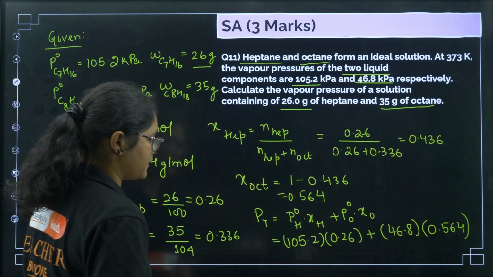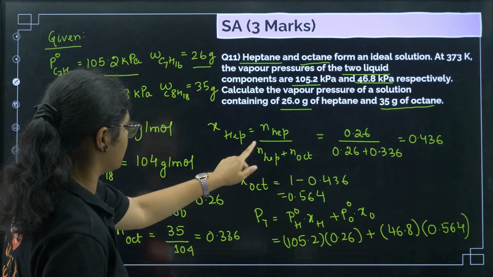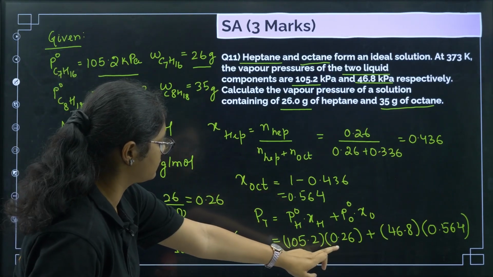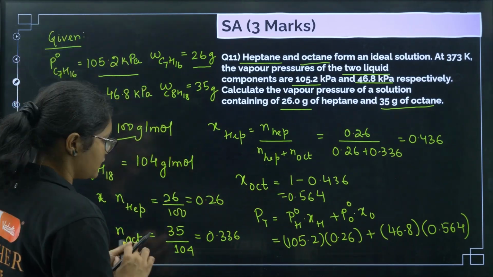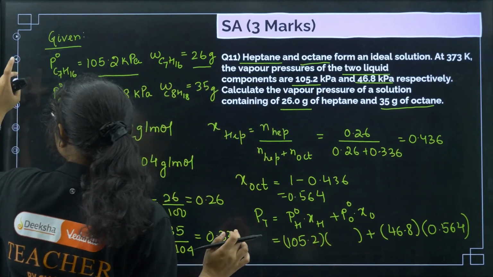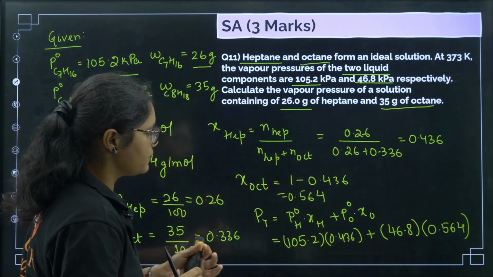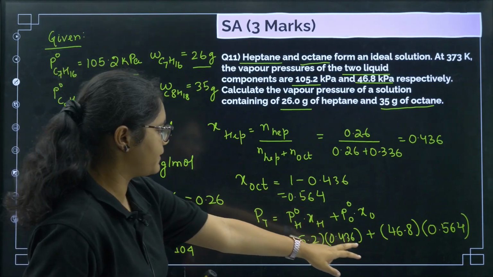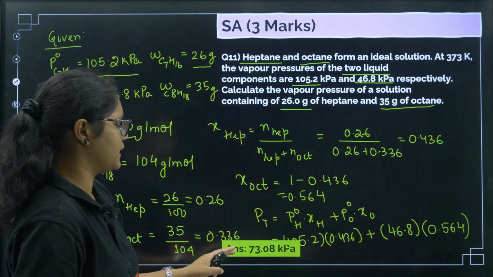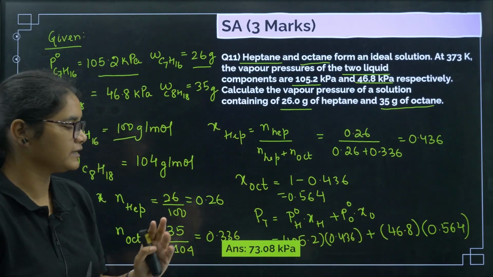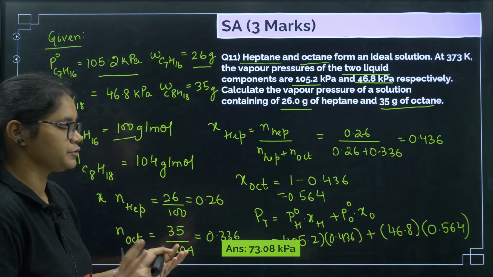I hope these values are correctly substituted. Heptane 105.2, and we have taken 0.436, right? See, here I have made a mistake in substitution. This is not the number of moles, we need the mole fraction, 0.436. Then we have 46.8 kilopascal and here 0.564. Now if you solve this, you will get around 73.08 kilopascal. Please check the calculation once again, and check that all the values have been substituted correctly or not.